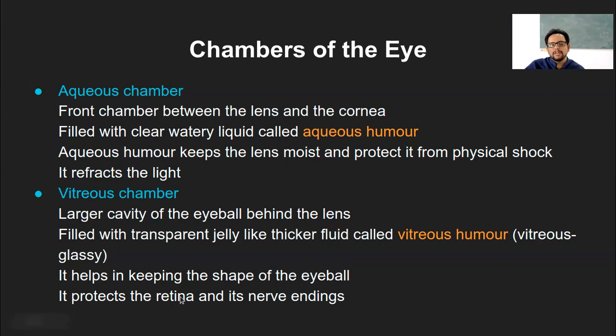And it also protects the retina, obviously, because it is lining or in contact with the retina directly, and its nerve endings. That is where they will take the signal to the optic nerve. So protection of this whole internal structure, including the retina, is done by the vitreous chamber.